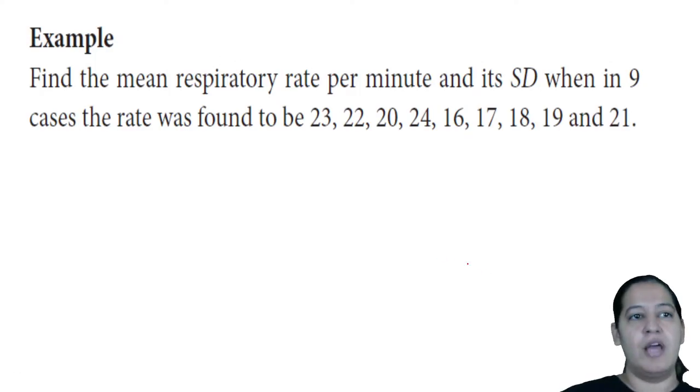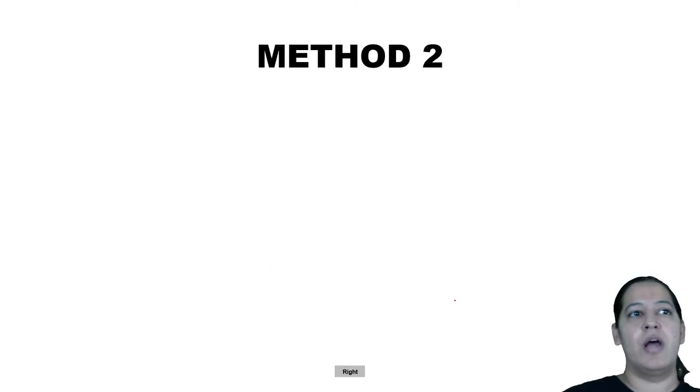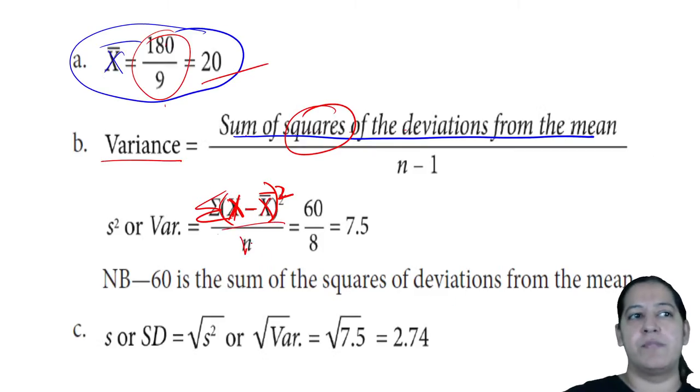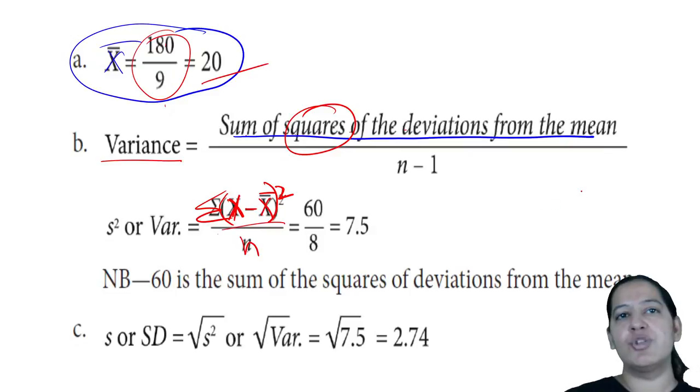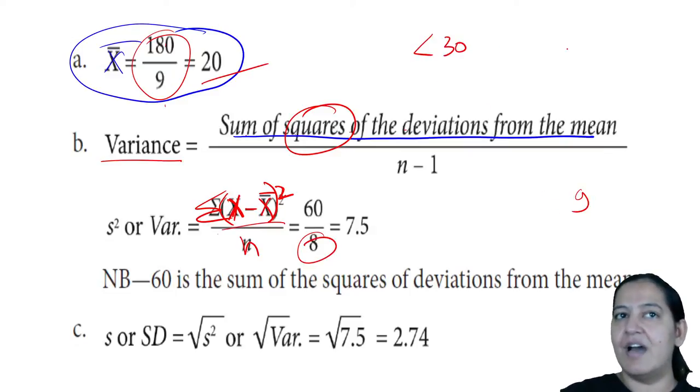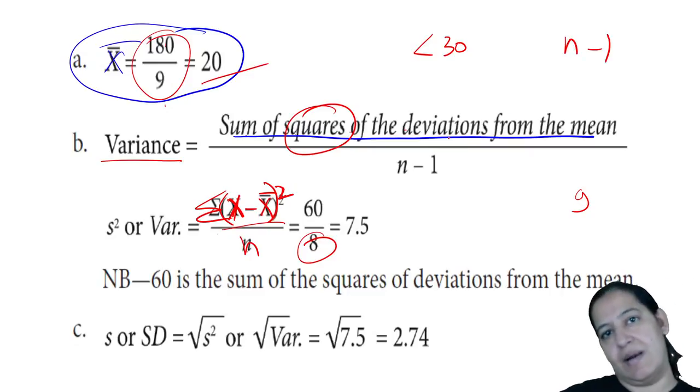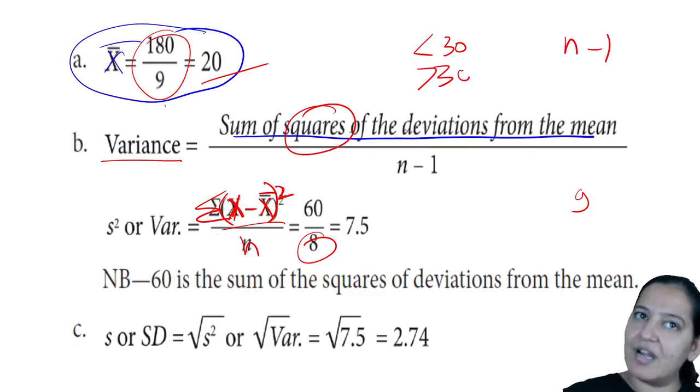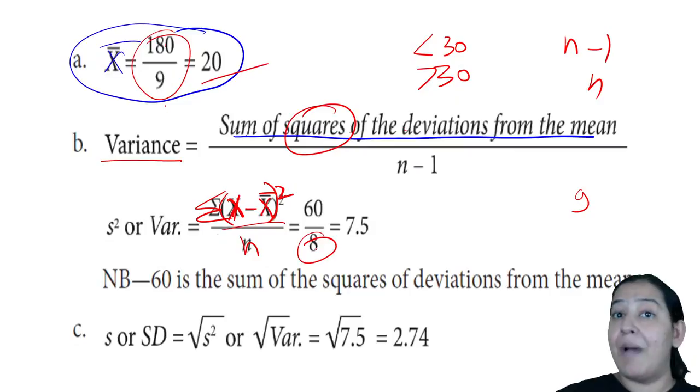So this is the formula you can see here, and divide by the number of observations. You will see, ma'am, the number of observations was 9, so why have you written 8 here? If the sample size is less than 30, in the formula, instead of n, you write n minus 1. If the sample size is more than 30, it is n only. So it is n minus 1 here.